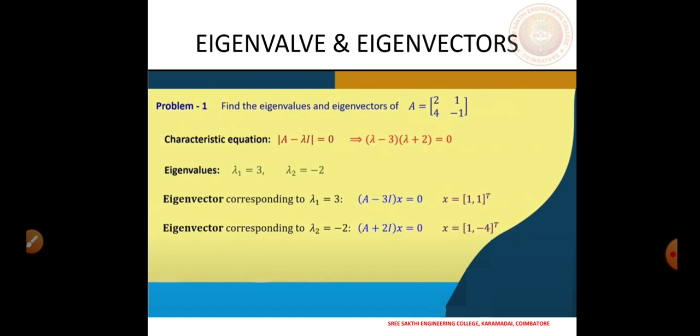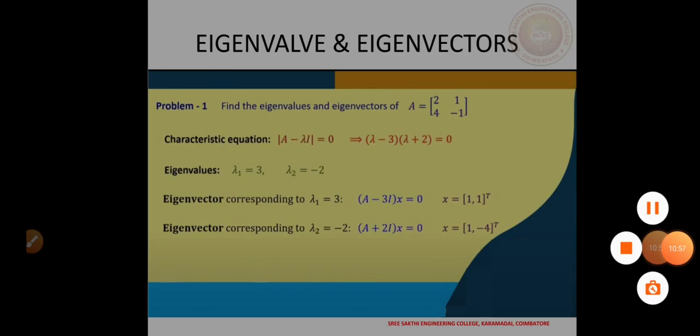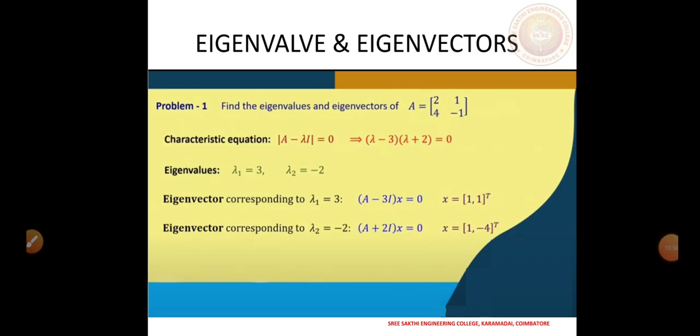Let us go through the problems. Problem 1: find the eigenvalues and the eigenvectors of the matrix A equal to [2, 1; 4, minus 1]. It is a very simple example. We start with the evaluation of the eigenvalues and eigenvectors.